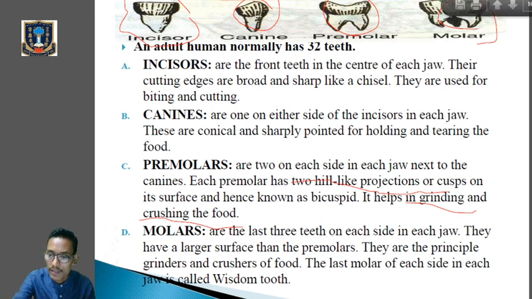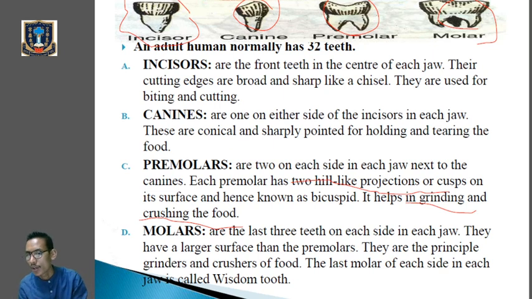Okay, they are mainly: incisor means I, canine means C, premolar means PM, and molar means M.